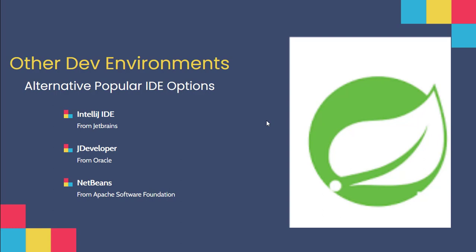The second option is JDeveloper, a freeware IDE from Oracle. The third option is NetBeans. I have not used NetBeans or JDeveloper for a long time, maybe 10 years ago I used them. But NetBeans is definitely an alternative tool for doing Spring Framework 5 development, and NetBeans comes from Apache Software Foundation. Now let's head over to the browser and have a brief look at the websites related to these three tools.